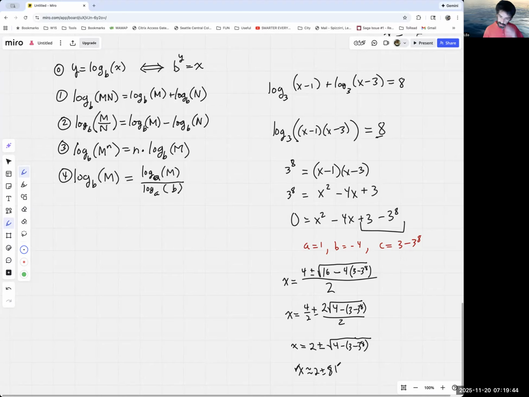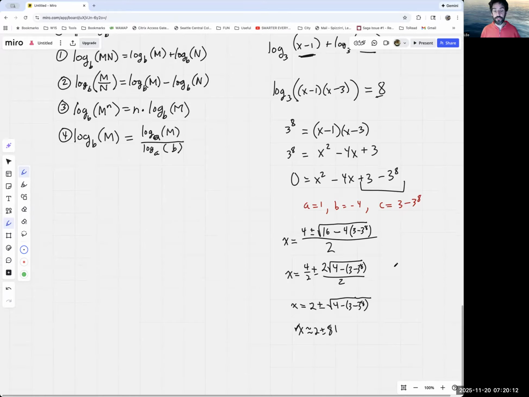All right. Now let's just think about those two results. 2 plus 81 is about 83. 2 minus approximately 81 is going to be a negative number, right? When we look at our original equation, putting in a large negative number here and here will give us a large negative number, which is not acceptable to log. And so one of our solutions is what we call extraneous. The only solution that we can actually take is the one that's 2 plus 81.